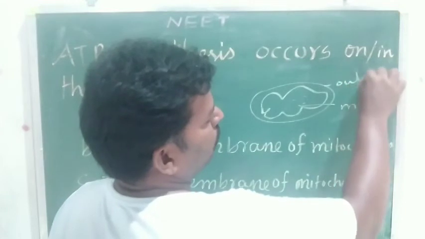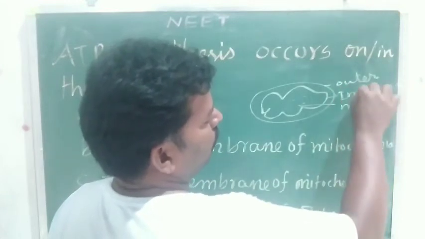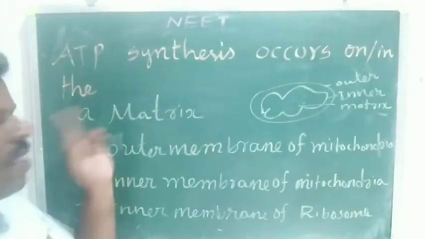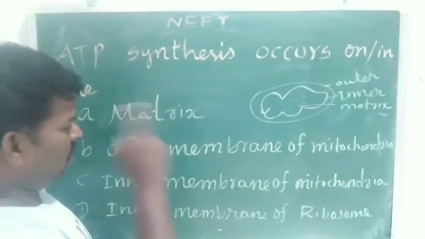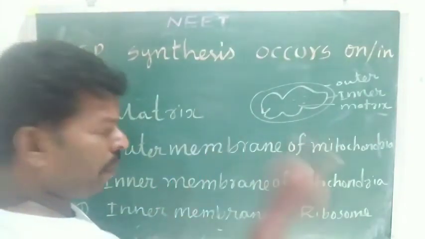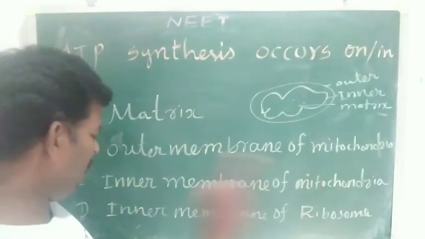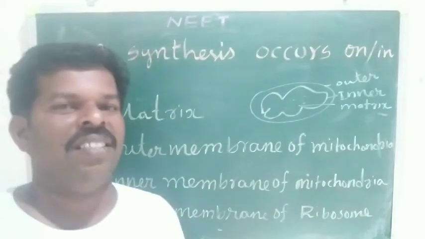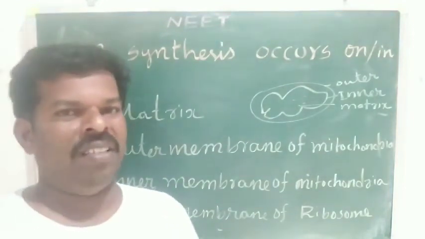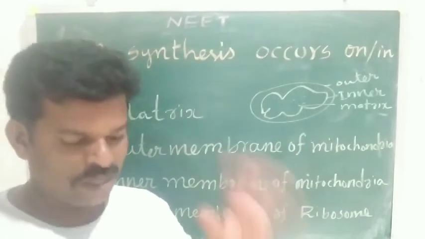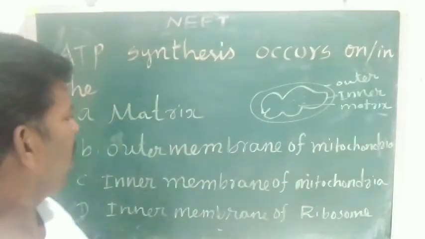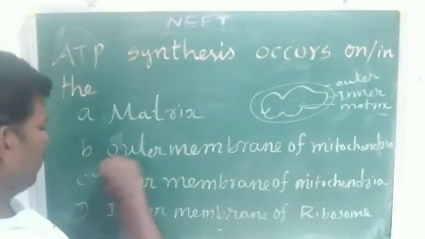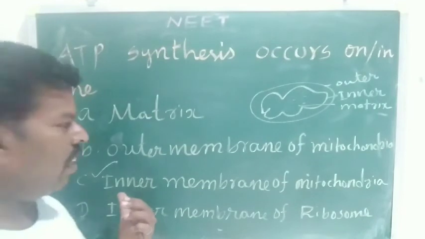Outer, inner. ATP synthesis occurs in the dash. Matrix, outer membrane of the mitochondria, inner membrane of mitochondria, inner membrane of ribosomes. Which one is the correct answer? That is very, very important for NEET aspirants. In the NEET exam, this question is asked many times. Okay, see the answer. The answer is inner membrane of mitochondria. C is the correct answer.